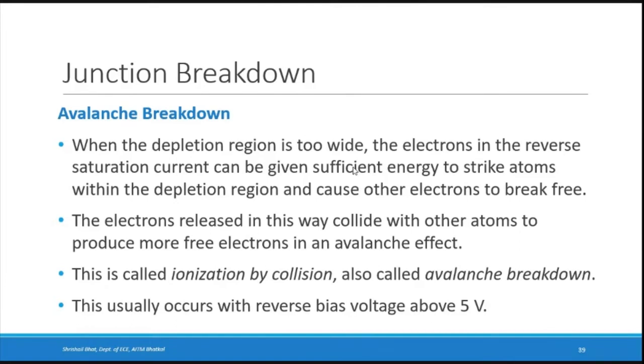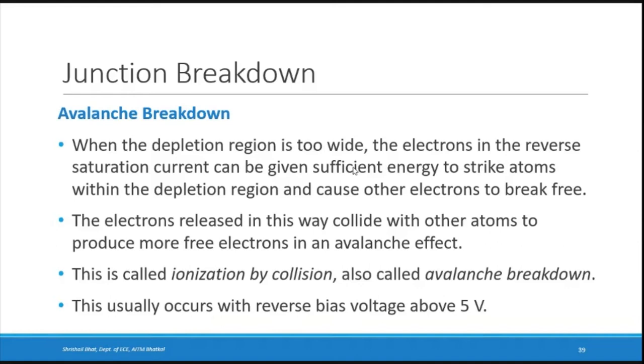So when they strike the atoms, the valence band electrons are broken away. I mean, they are broken free, right? The electrons which are released in this way are released because other electrons come and strike their atoms. When the electrons strike the atoms, the atoms release the outer electrons, the valence band electrons. So those electrons which are released again collide with other atoms, right? So electrons are released because of collision. Those electrons again collide with other atoms to produce more and more free electrons.